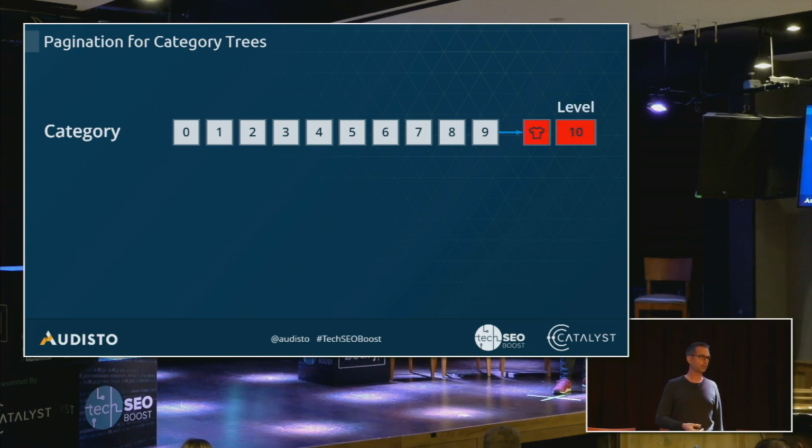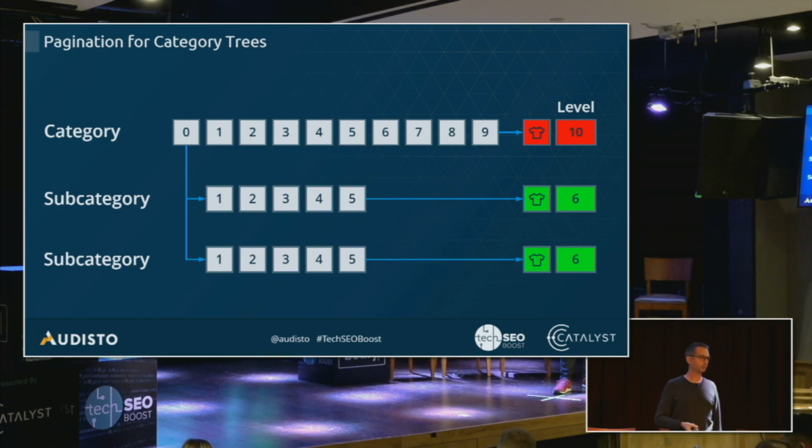And if we link an item from the last pagination page, it will be level 10. But what we can do is add subcategories. And if we evenly distribute the items into 2 subcategories, we will only end up with 5 pagination pages in each subcategory. So the item will now be reachable within 6 levels.